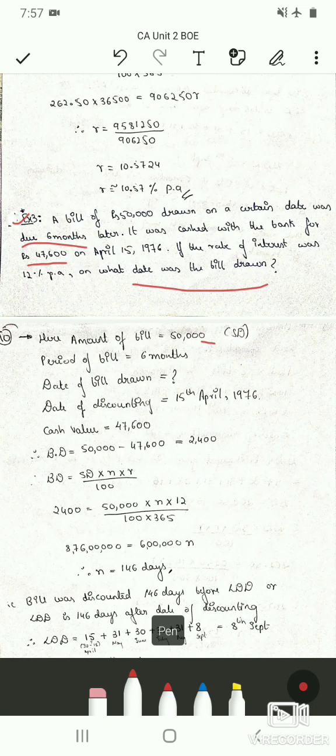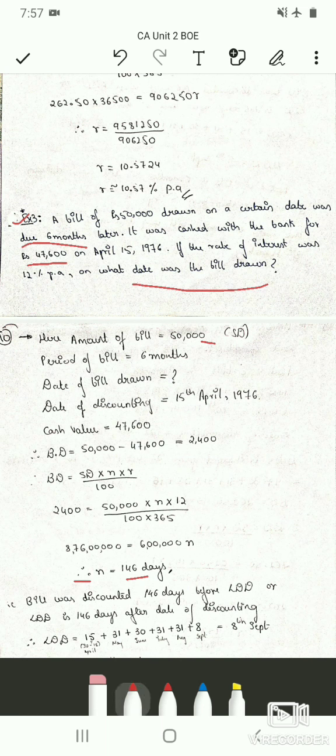So banker's discount will be 2,400 equal to 50,000 into N into 12 by 100 into 365. We are taking 365 because we are calculating N basically in terms of days over here. So hence it is 365. When you simplify by taking this to the left hand side, and then divide by these two terms, you will get it as 146 days. So I hope you know this basic calculation. So here we got N as 146 days.